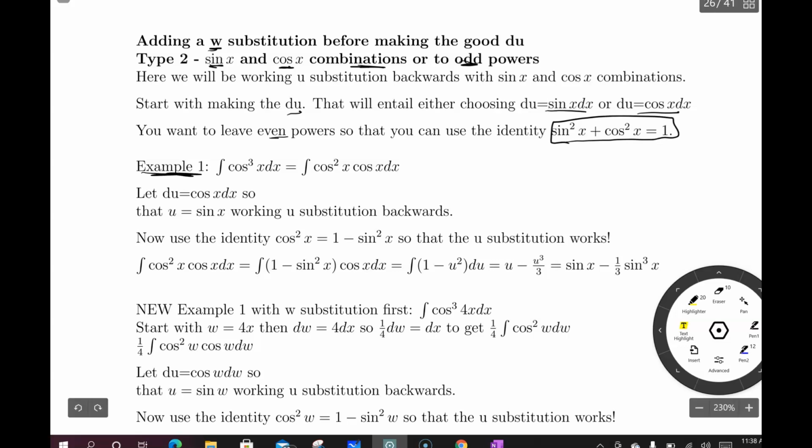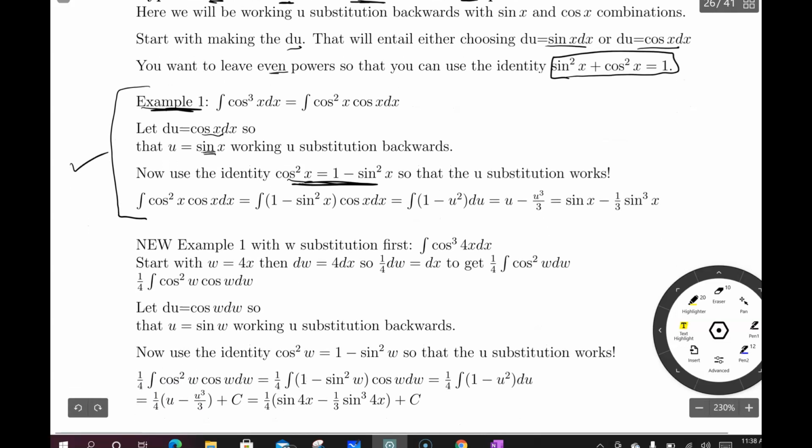We would use this identity because we were leaving even powers. So this is example 1 from the section where we first learned this. This is pretty straightforward. Peel off a cosine, make a U equal to the sine, rewrite using our identity. Okay, so this one is all good and done.